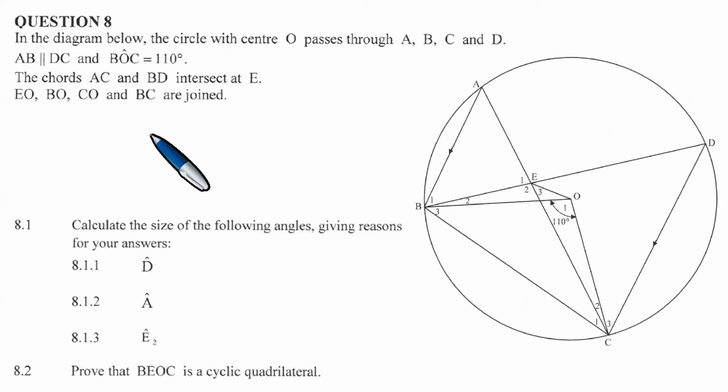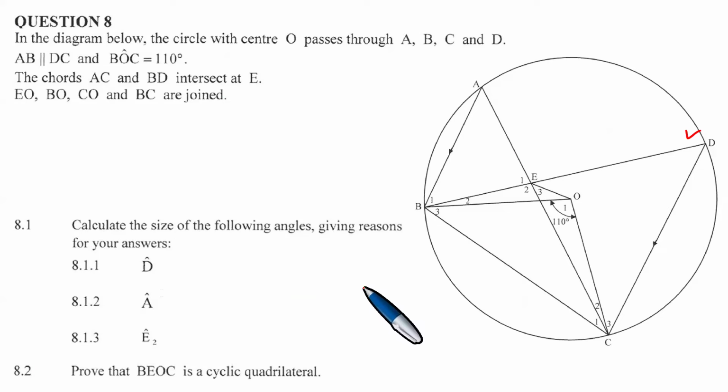The rest of the other lines have been joined. For example, EO is joined, and also BO, CO, and BC. Calculate the size of the following angles, giving reasons for your answer. The size of the angle D. Calculate the size of the angle D.